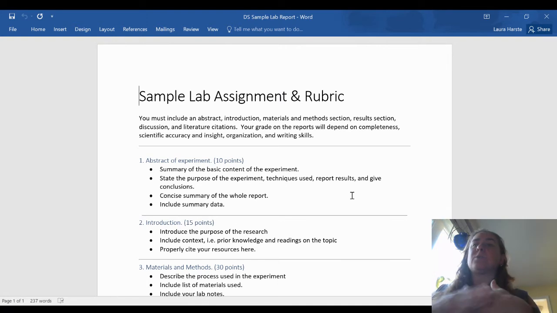What that's going to be, though, is a summary of the basic content. What did you do for the experiment? What was the reason you did the experiment? And a brief summary of exactly what you found as a result.